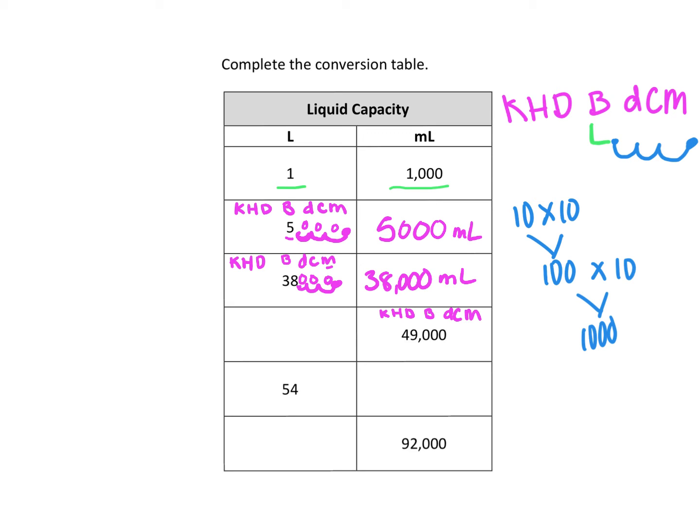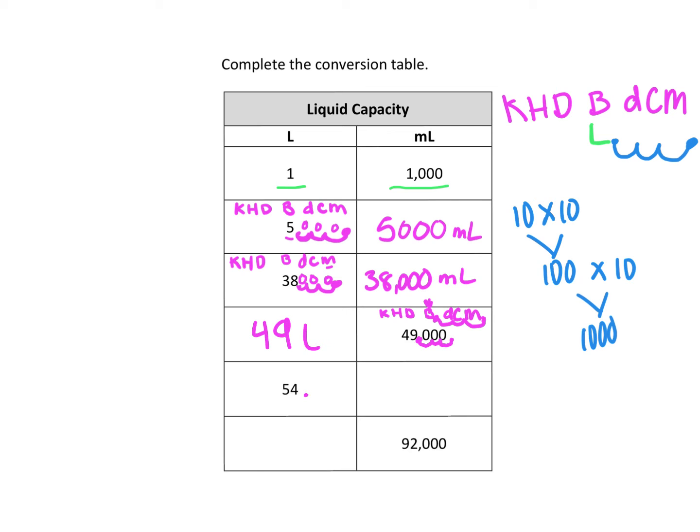milliliters. This time it gives us how many milliliters we have, which is 49,000. So I'm going to start at milliliter, and I want to get to our base unit, which is liters. So we're going to swoop to the left once, twice, 3 times. Or we're going to divide by 10 3 times.